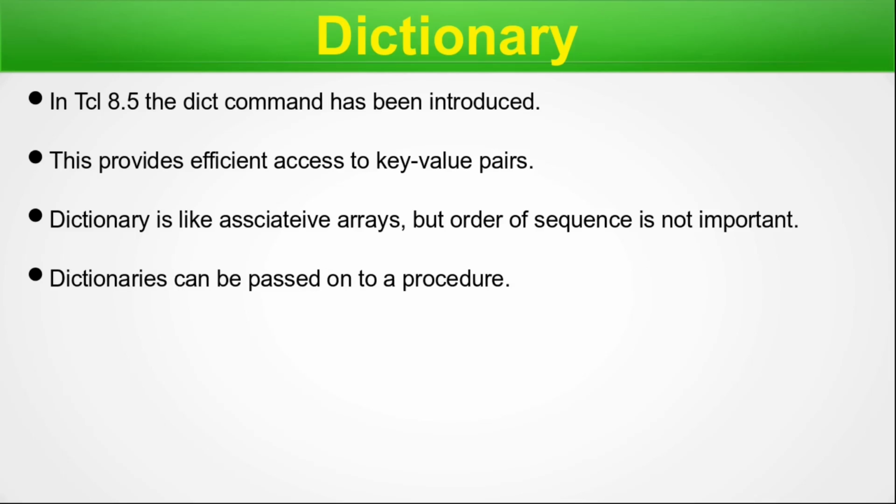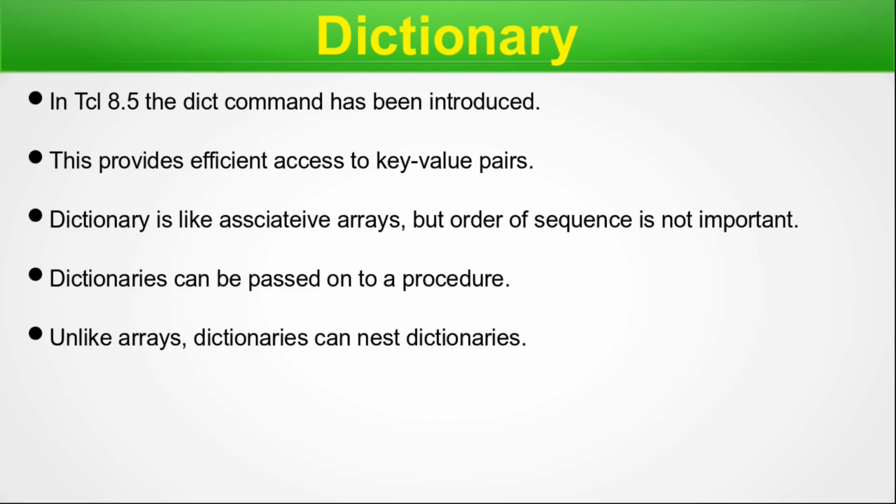Dictionaries can be passed on to a procedure. This is another benefit. Unlike arrays, dictionaries can nest dictionaries. In an associative array, we cannot nest one associative array inside another. Lists we can, as we have seen, but not associative arrays. Dictionaries come with that feature, so that limitation of the associative array has been overcome in the dictionary.